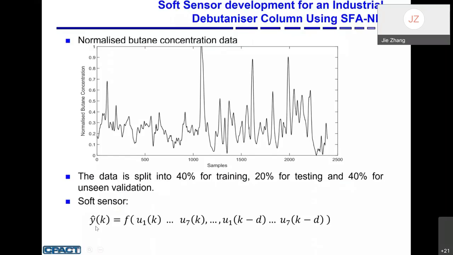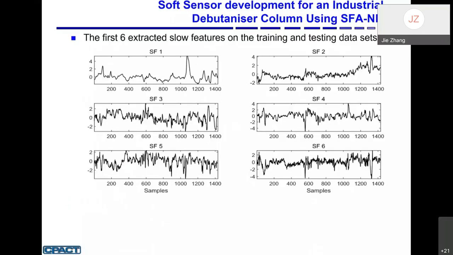So the soft sensor is given in this format. We use the 7 process variables as input, and we also add the time-lagged measurements of those 7 variables. So you can see here we use the 7 variables at time k, and then the 7 variables at time k minus 1 until time k minus d. We use those as input to the soft sensor, and we apply slow feature analysis.